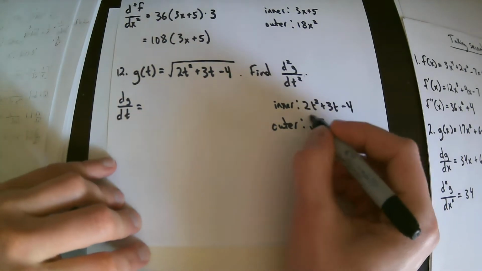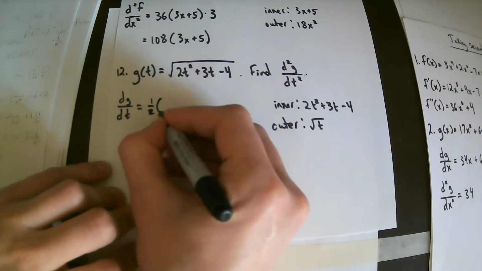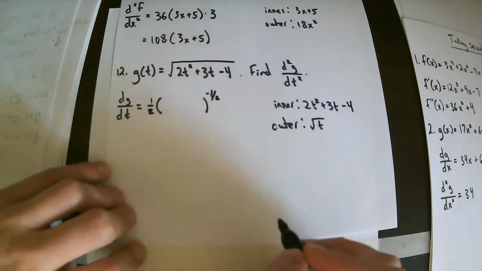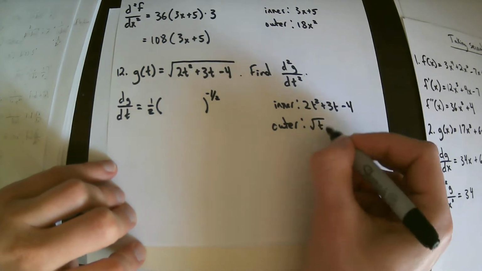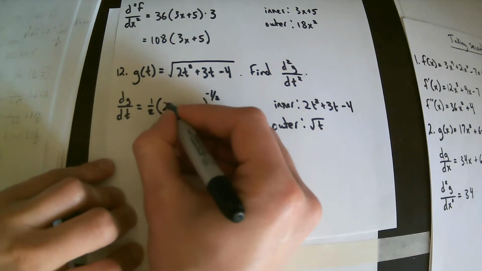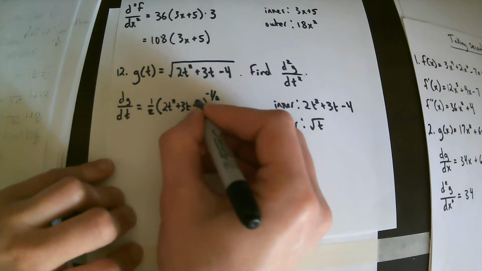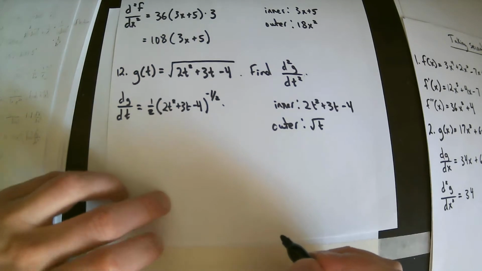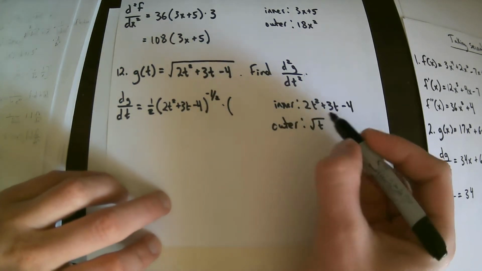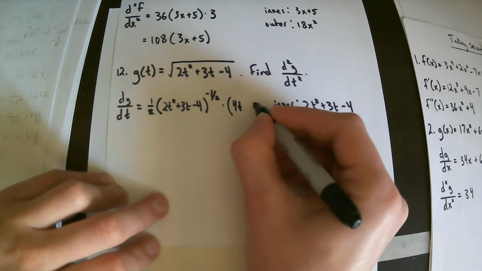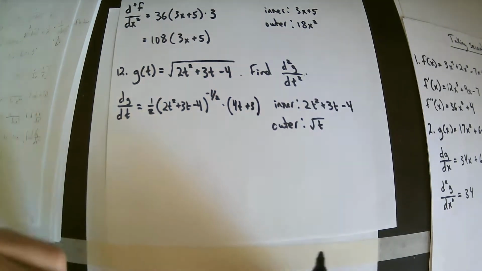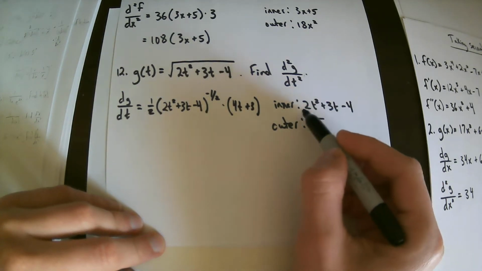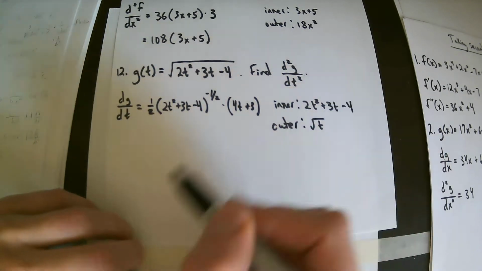Now the derivative of my outer function is going to be 1/2 times the inner, with respect to the inner, raised to the negative 1/2. That's the derivative of a square root function, so I need to write in my 2t squared plus 3t minus 4. There's the derivative of the outer with respect to the inner, then times the derivative of the inner. The derivative of my inner function is going to be 4t plus 3. Drop the 2, 4t plus 3, and the minus 4 goes away.